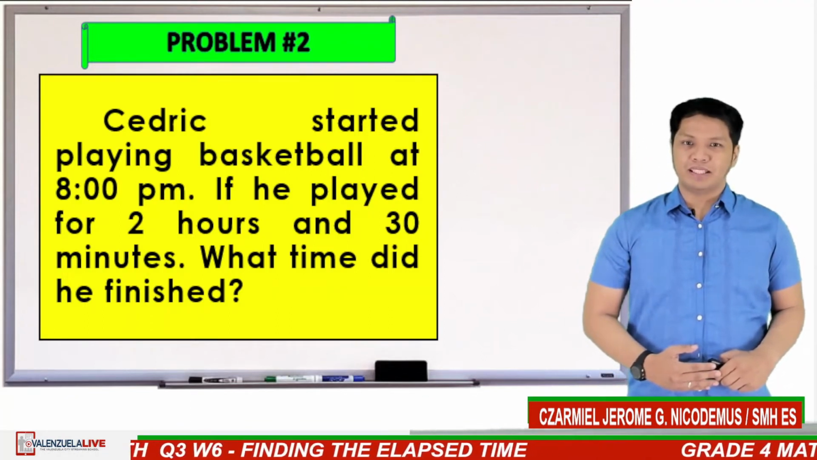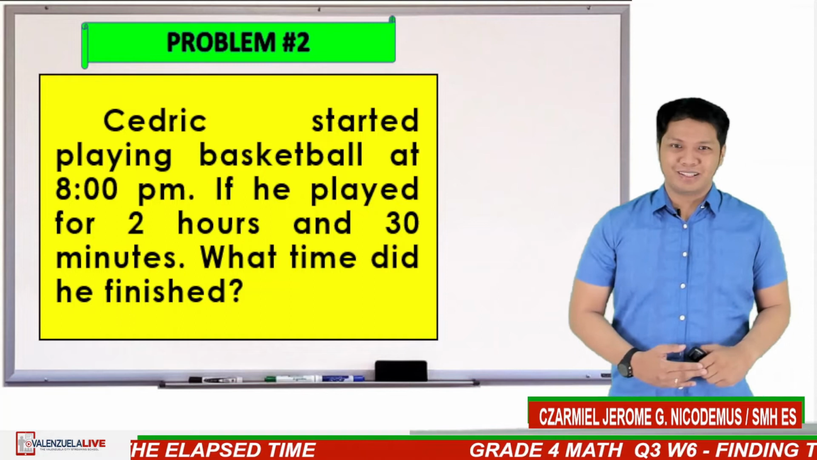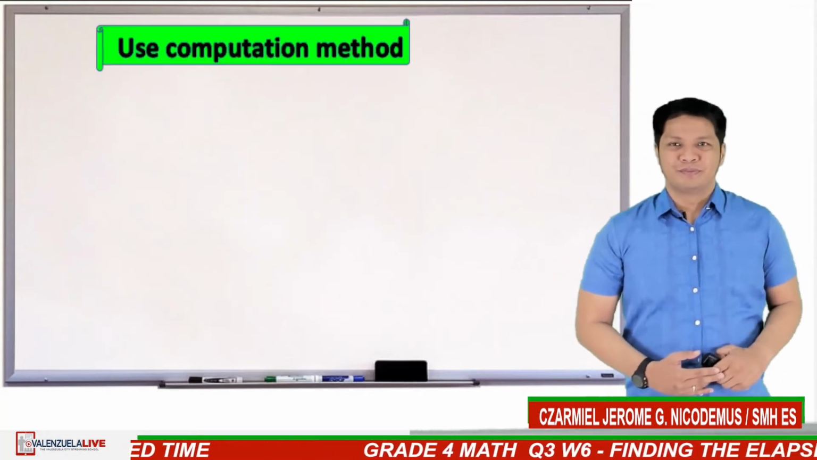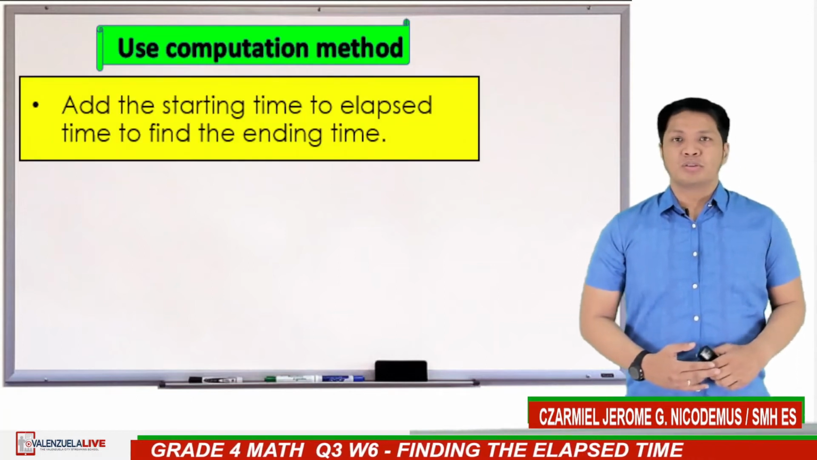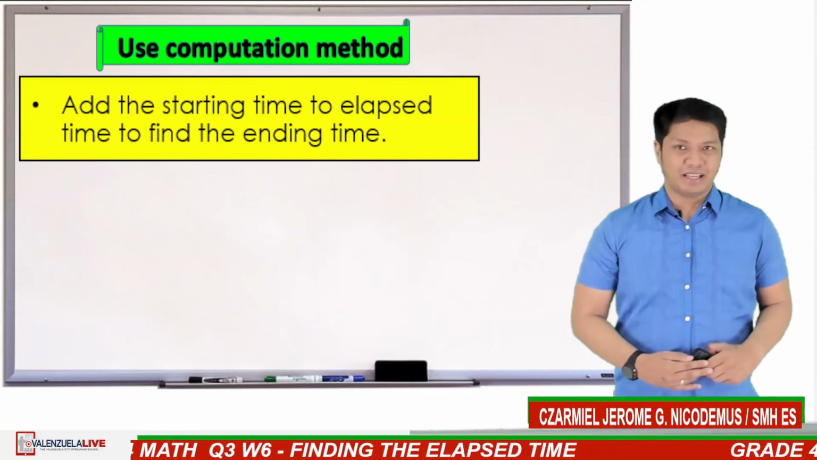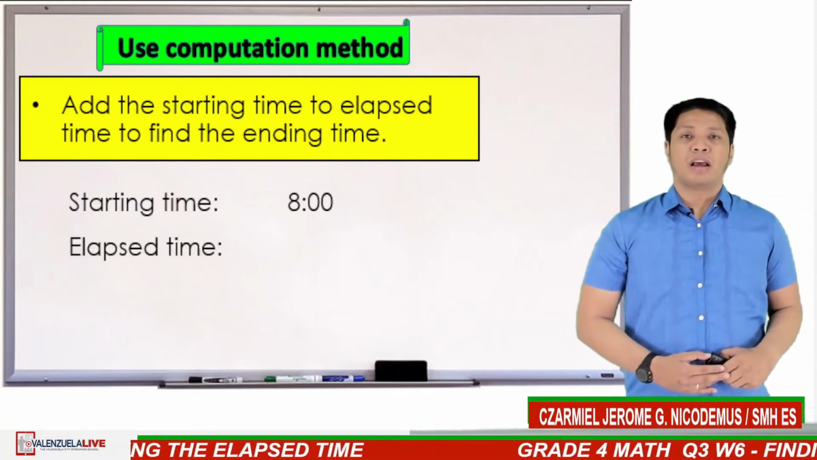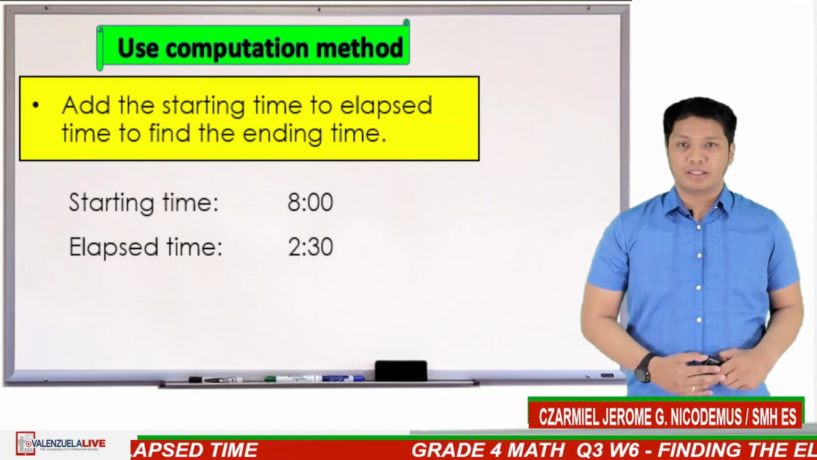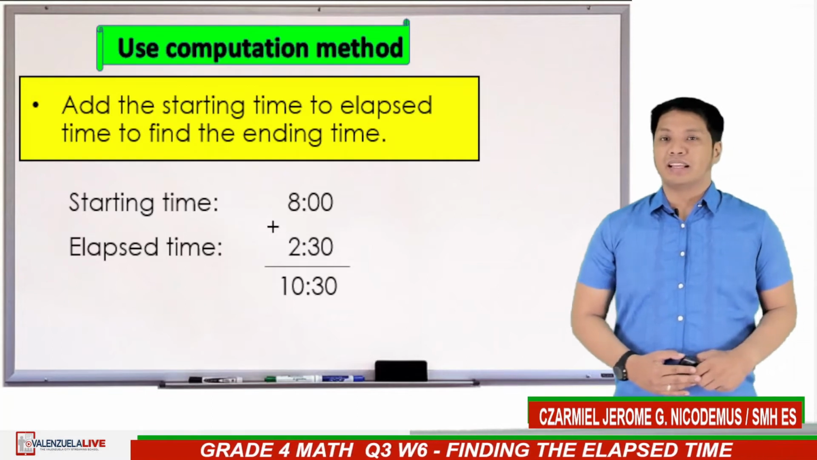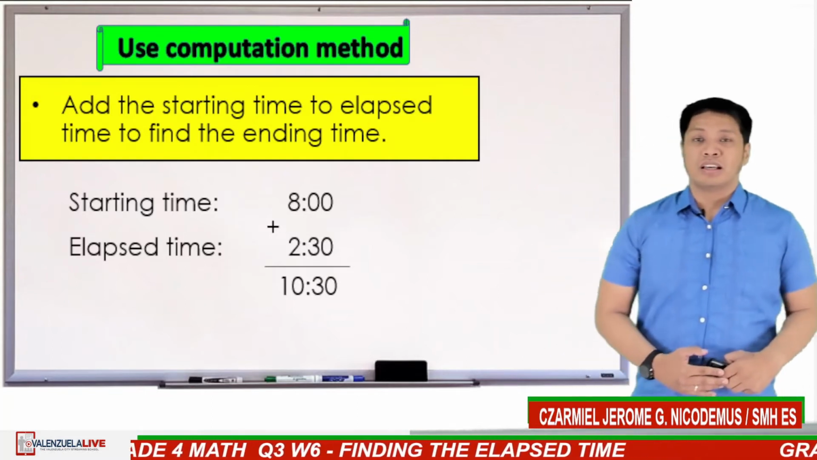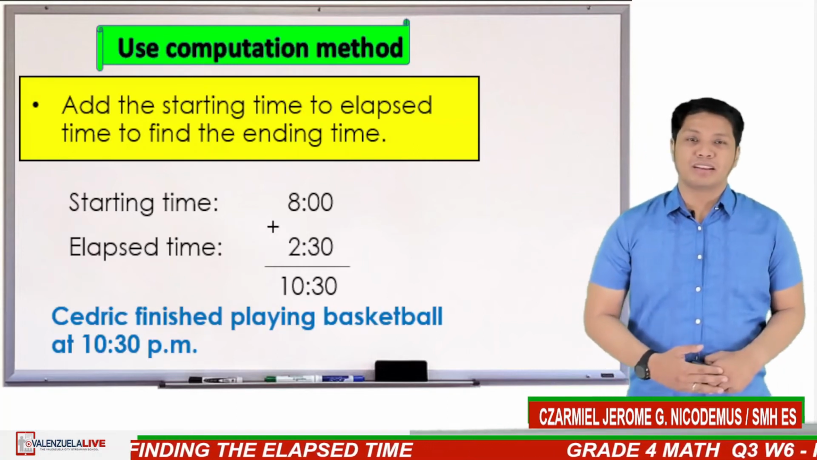Cedric started playing basketball at 8 o'clock p.m. If he played for 2 hours and 30 minutes, what time did he finish? So let us use the computation method. Let us add the starting time to elapsed time to find the ending time. So the starting time is 8 o'clock and we have an elapsed time of 2 hours and 30 minutes. So 0 plus 30 is equal to 30 minutes. Then 8 hours plus 2 hours is equal to 10 hours. So Cedric finished playing basketball at 10:30 p.m.